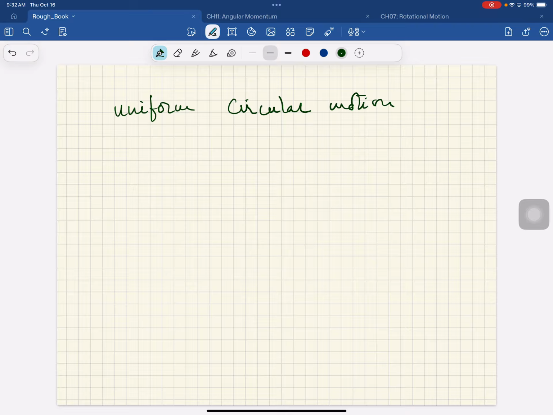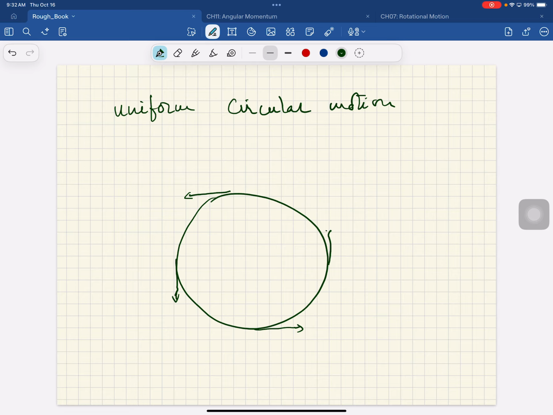Okay, so what this means is the following. This is a circular road, and you're going at constant speed on this road. You're driving at constant speed. And that's where this expression comes from. Uniform meaning your speed is uniform, and you're going on a circular path.